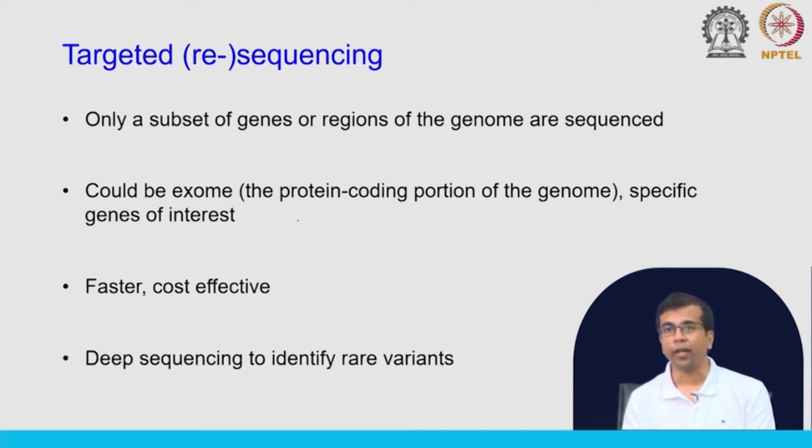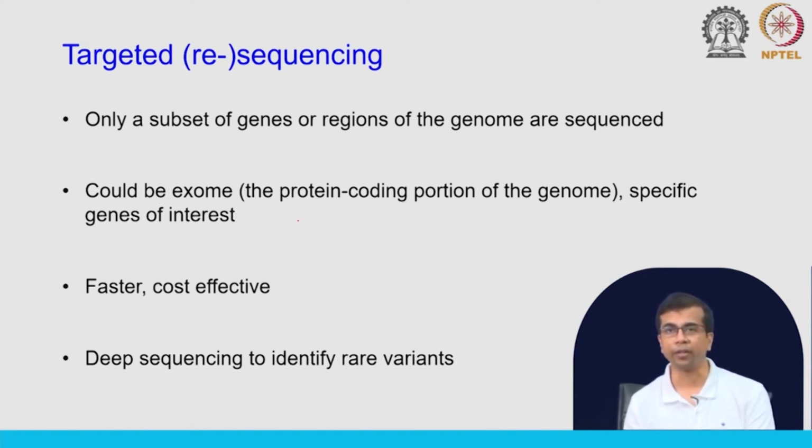Also, one advantage of targeted resequencing is that you can do deep sequencing of that region to identify rare variants. What are these rare variants? Imagine in a population, let us say in 100 individuals, only 2 individuals carry this variant. So, this will be a rare variant, where only a very small number of the population is carrying this variant.